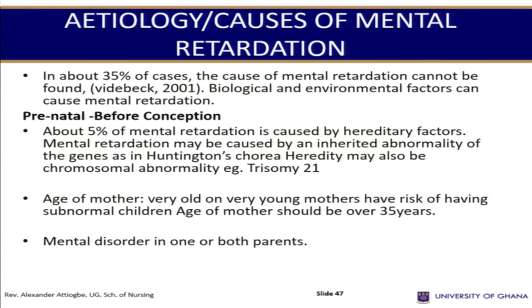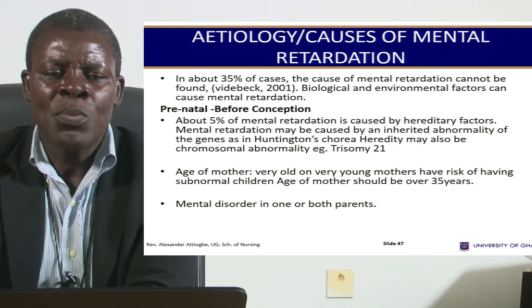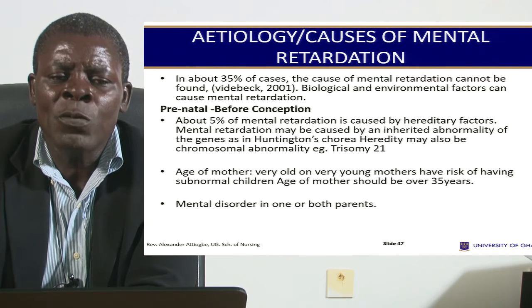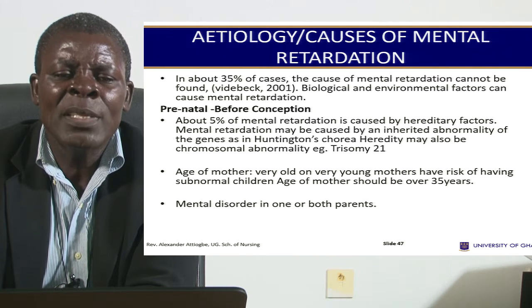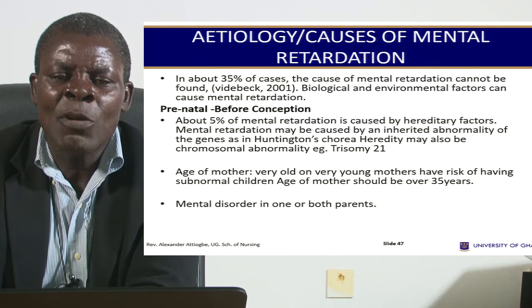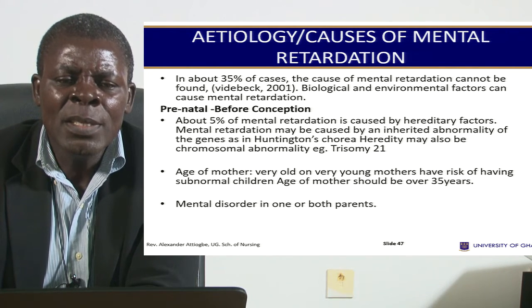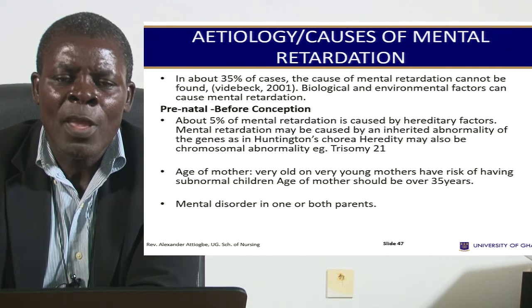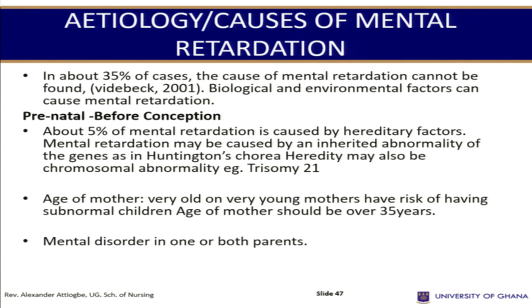What are the causes of mental retardation? In about 35% of cases, the cause of mental retardation cannot be found. This is by Wiedebeck 2001. Biological and environmental factors can cause mental retardation. First, prenatal causes, or causes before conception. About 5% of mental retardation is caused by hereditary factors. Mental retardation may be caused by an inherited abnormality of the genes, as in Huntington's chorea. Heredity may also be chromosomal abnormality, for example trisomy 21. We'll look at this later.